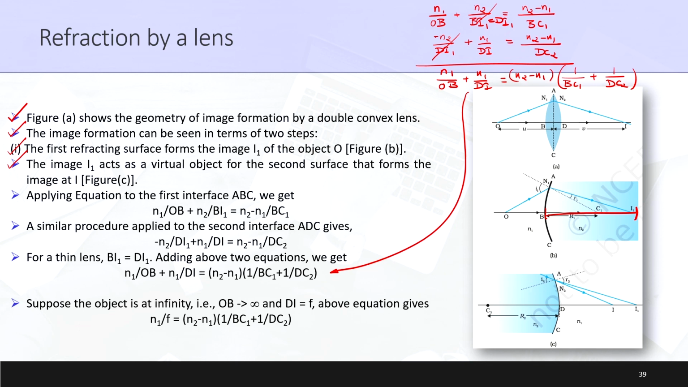Now, please look over to the assumption here. We are assuming that the object is at infinity. So, if the object is at infinity, OB will be infinite. If OB is infinite, n1 by OB will be equal to 0, and similarly the value of DI will be equal to f. Why will it be equal to f?